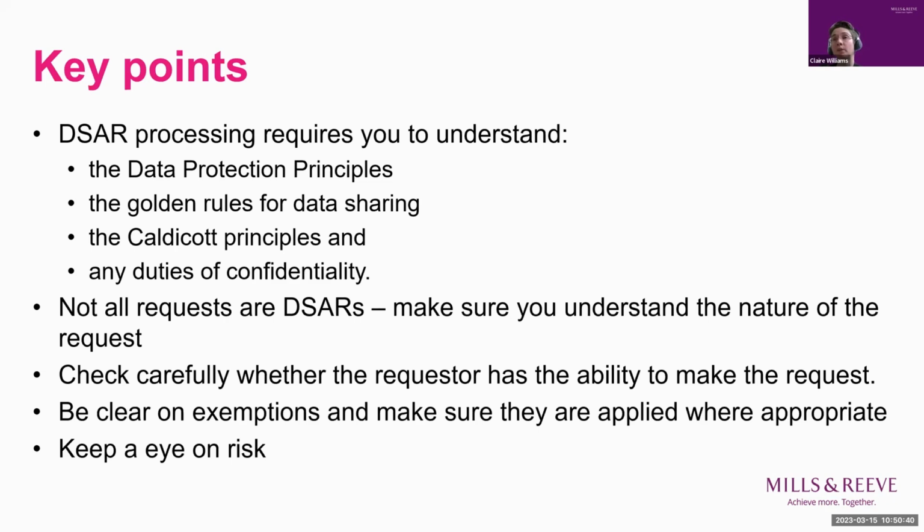Check carefully whether the requester has the ability to make the request. This is absolutely crucial, and it does often get overlooked. Even if someone appears to have the ability to make a request on someone else's behalf, check, and double check. And be clear on the exemptions and make sure that they are applied where it's appropriate to do so. And finally, at all times, keep an eye on risk.